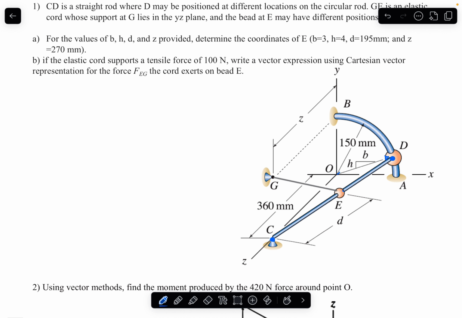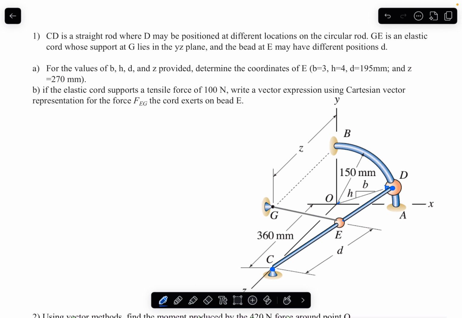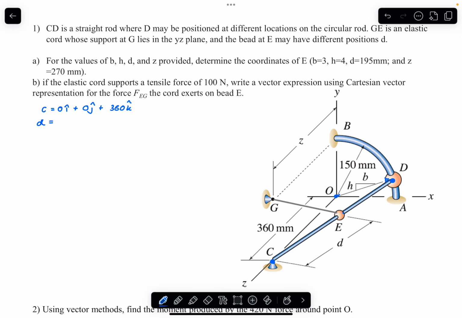You should be able to recognize that if you have a point in between two other points which create a line, you can find it using unit vectors. What we do have is point C, which we know is 0 i hat, 0 j hat, and 360 k hat. Next, our D. D is a bit more complex, but we recognize that from the origin to point D should be 150 millimeters. This is because it is a circle, which means the radius is the same throughout.